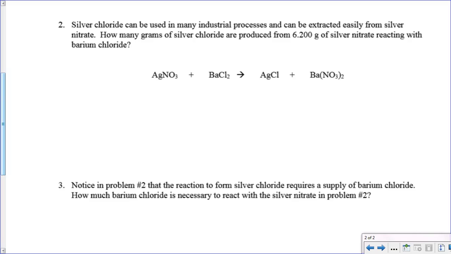So the first thing I'm going to do is balance this chemical equation. We need a 2 here, and a 2 here, and then everything else works out. The other thing is we need to find the molar masses for those 2 substances that we're interested in. So AgNO3, if you find those masses on the periodic table and add them up, you get 169.88. For AgCl, if you find those on the periodic table and add them up, you should get 143.32.